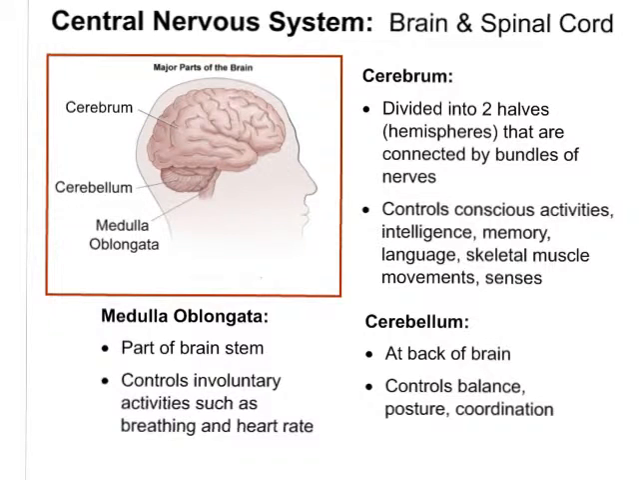The cerebrum, a very large part, is divided into two halves, or two hemispheres, the right and the left, and they are connected by bundles of nerves. The cerebrum controls conscious activities: your intelligence, memory, language, skeletal muscle movements, and your senses. The cerebellum, on the other hand, is located under here at the back of the brain. It controls balance, posture, and coordination. The medulla oblongata, part of the brainstem, controls involuntary activities like your breathing and your heart rate.